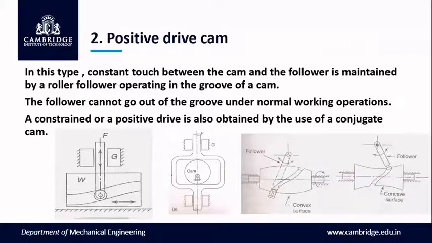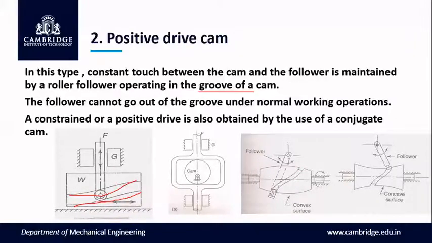Whereas in positive drive cams, springs will not be used, but the contact between the follower and cam will be such that we will get a positive drive. We can get very little slip between cam and follower. Constant touch between cam and follower is maintained by a roller follower operating in the groove of the cam. In the diagram we can see there is a groove. This is a plate cam. Here also we have a groove. Here we have globoidal cams, convex type and concave type, which also consist of a groove.